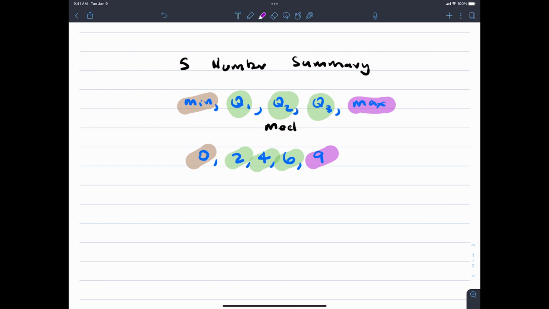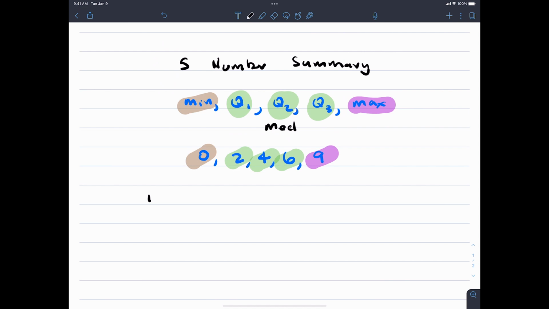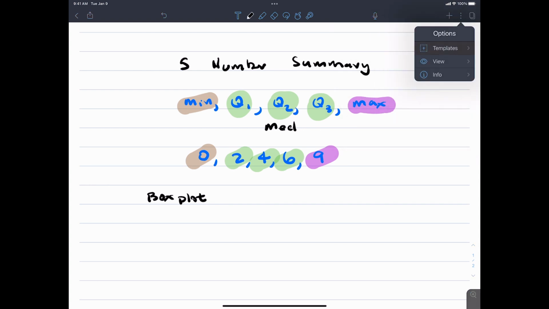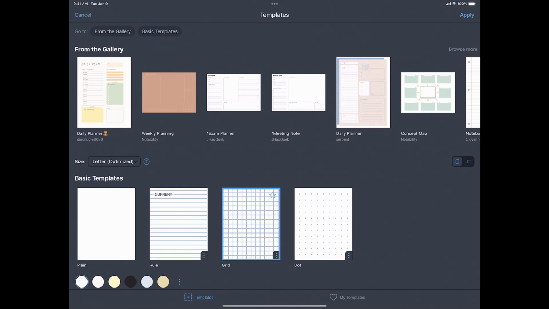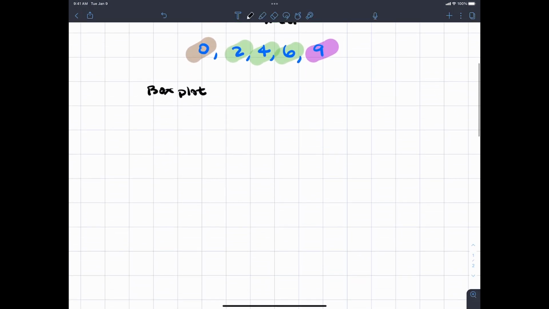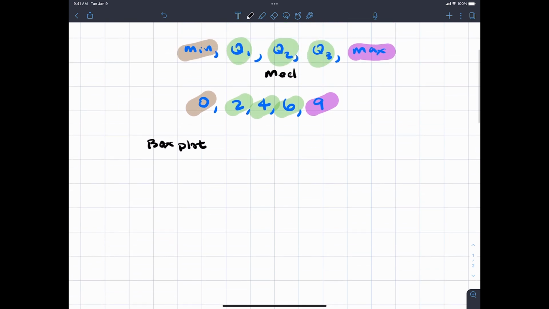Now, the next question is to draw a box plot, right? And there's some details about this box plot. I'm going to go out to the graph paper and change this to graph paper here. The reason I change it to graph paper is because if you look at the 5-number summary here, you want these lines to be equally spaced. Okay, you want them to be equally spaced.